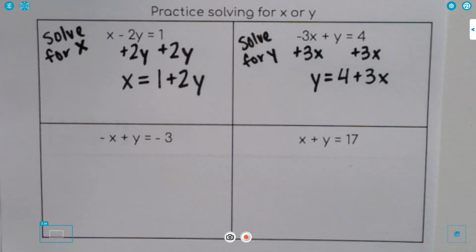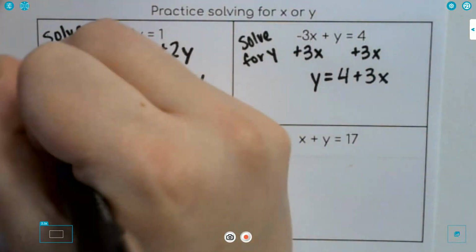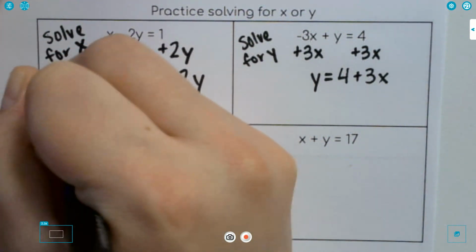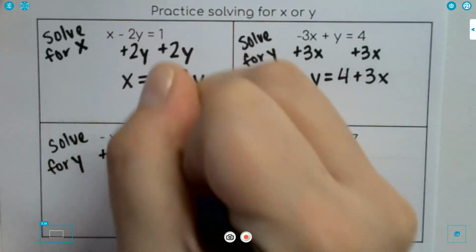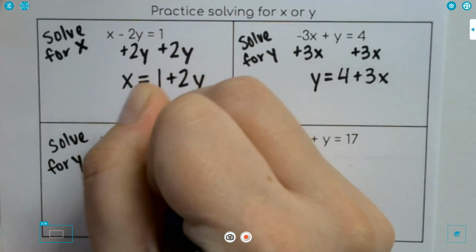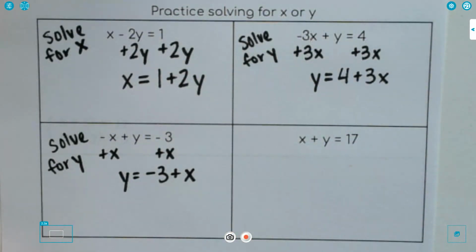Okay, bottom row. Negative x plus y equals negative 3. Neither of them have a number with them. Which one's going to be easier to solve for, though? Y. Why? Because the x is negative, y is positive. So it's going to be easier to solve for y. I agree. So we can add x to both sides and have y equals negative 3 plus x.